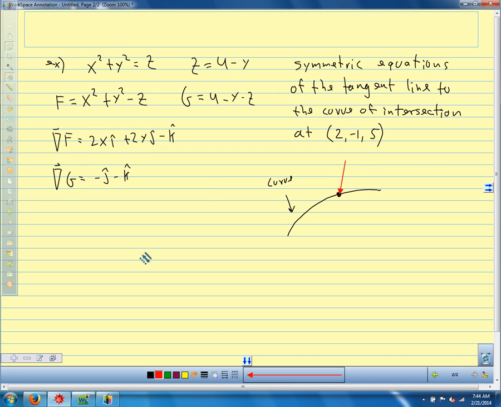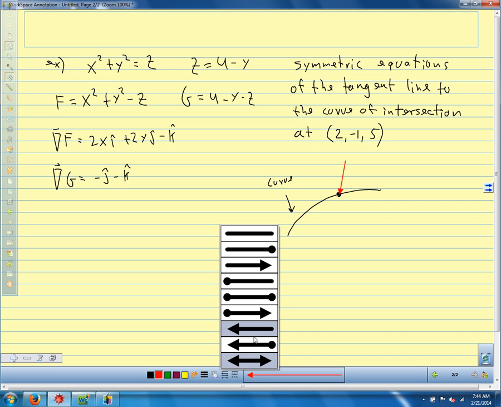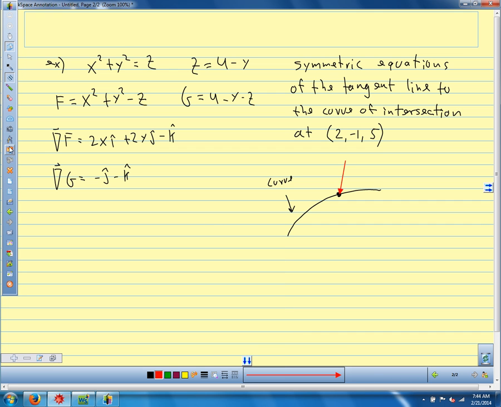I picked my arrow going the wrong way. I wanted this arrow. There we go. So there's one, and there's the other normal vector. So this is, we're going to say this is del f, and this is del g at this particular point.